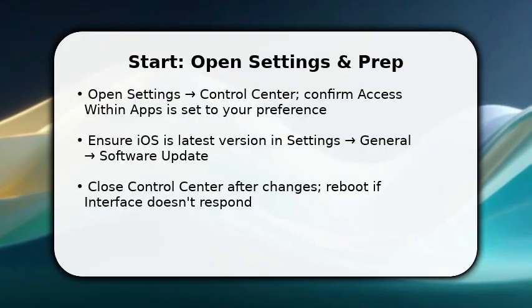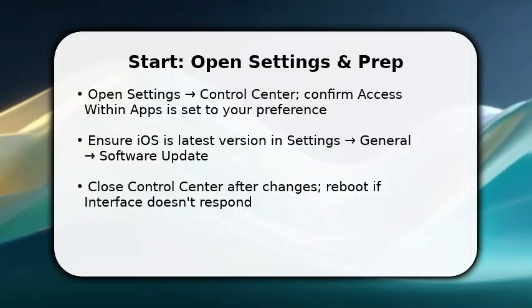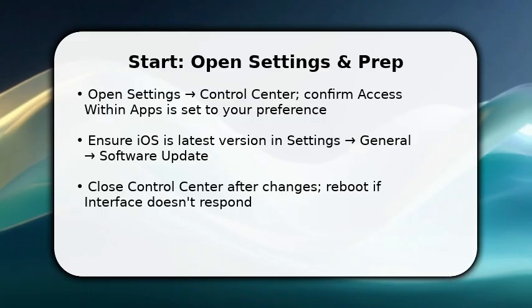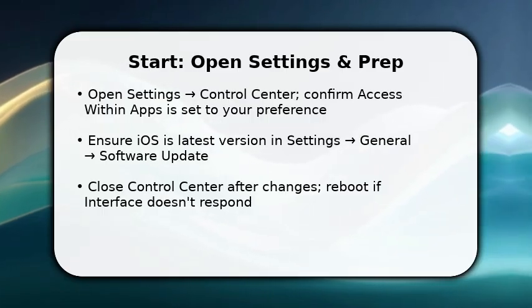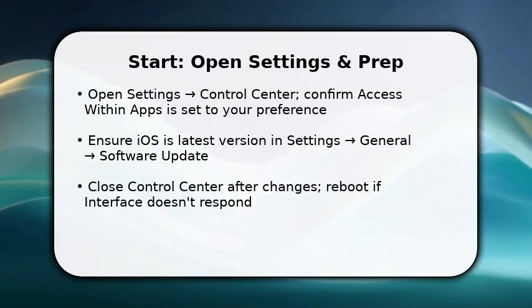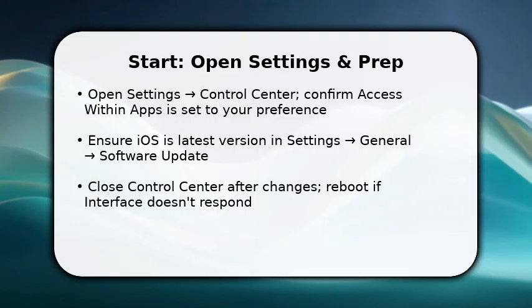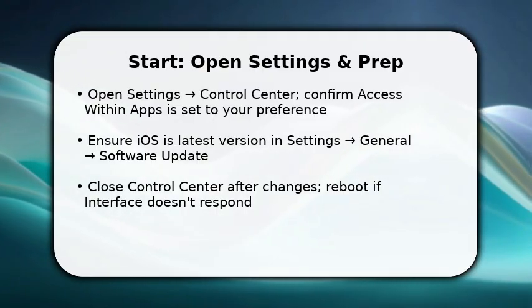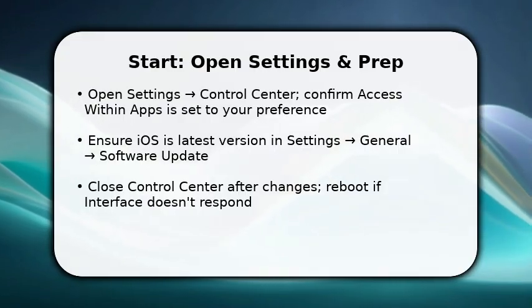You begin in Settings because the Control Center's appearance is tied to system-wide display settings. First, open Settings, tap Control Center, and confirm the toggles you need. Once done, go to Display and Brightness to pick Light or Dark. Control Center inherits this. Make sure Reduce Transparency is off in Accessibility so blur effects appear.